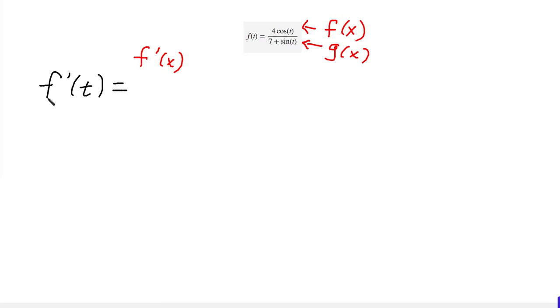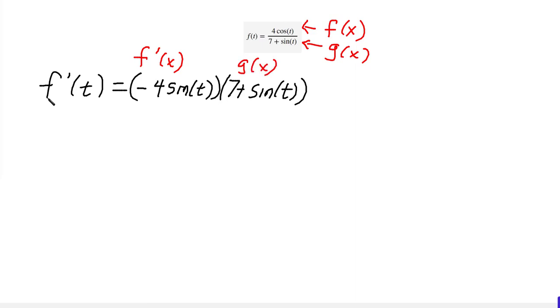So the derivative of the top. Remember, the cosine is negative sine, and so the 4 just stays out front. So negative 4 sine t. And then leave the bottom alone, 7 plus sine t. So that's g of x.